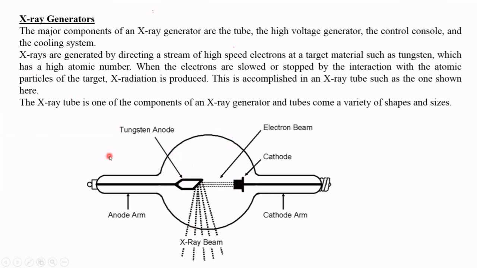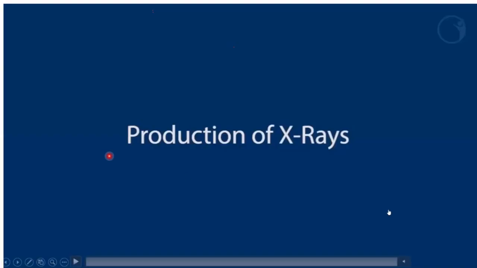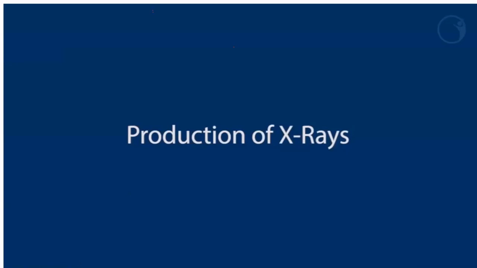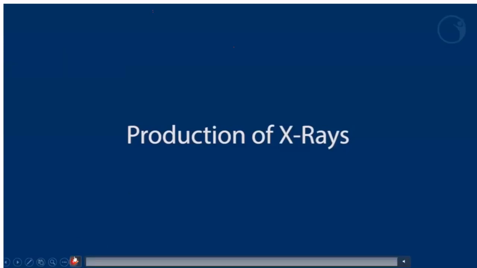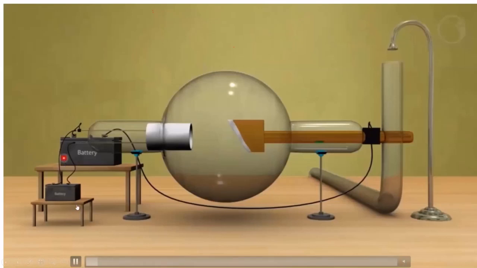Now we see the generation procedure. See this video. It will explain it. You can easily understand how to produce the X-rays by seeing this video. Here is the equipment required to produce the X-rays. This is the practical view. This is the tube, the evacuated tube. Why it is evacuated, I will explain later.